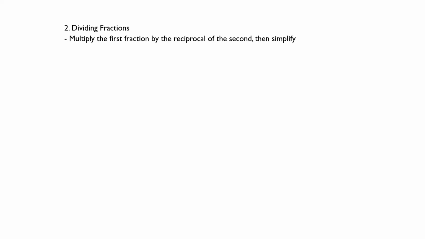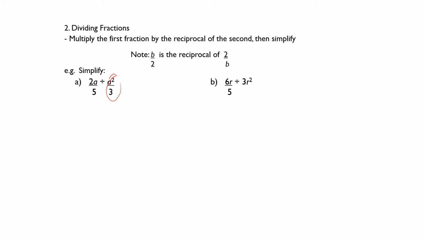Dividing fractions, easy as pie. Flip the second and multiply. So b over 2, the reciprocal is just 2 over b. So if we're dividing a fraction, just take the second one and flip it upside down. So the first one stays the same. We change it to a times by flipping it upside down.